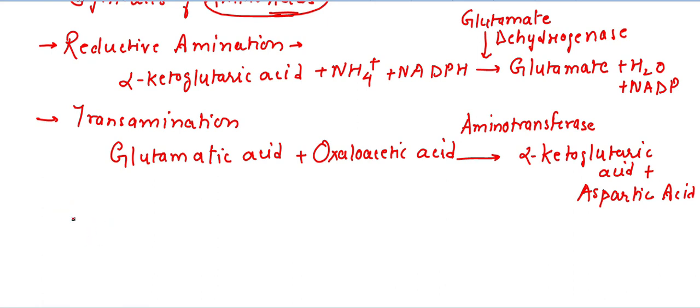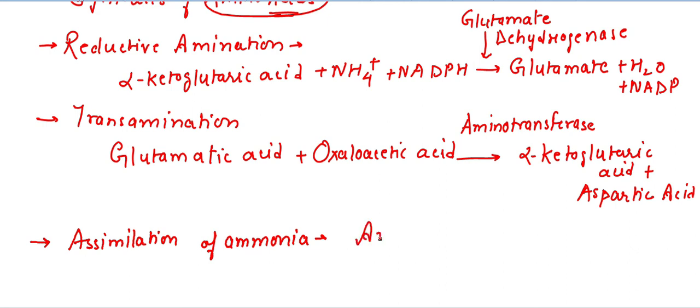And now, one more topic is left, that is assimilation of ammonia. Assimilation of ammonia actually involves the formation of amides. It involves the formation of amides in higher plants.